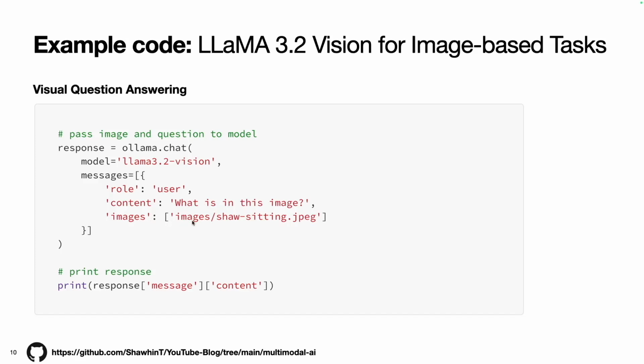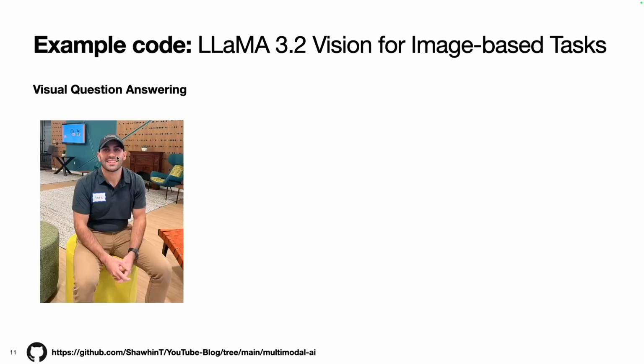We can also pass in images. These are saved in a folder in the project directory called images, and it's a photo of me sitting. We can also pass in multiple images. It's not limited to just one. And then with that, we can just print the response of the model. This is what the image looks like.